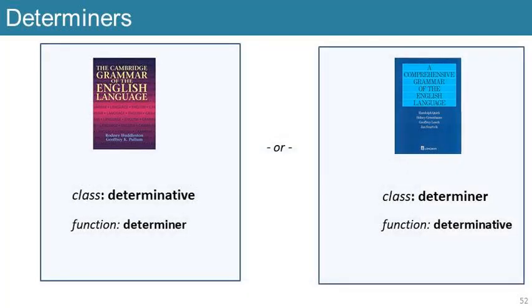Some modern grammarians have proposed the term determinative as a useful additional lens through which to distinguish among the various types of determiner. Unfortunately, there is disagreement on which should be the class name and which the function name. This linguistic controversy will probably not interest most learners of English, but it is useful to be aware of the two terms.